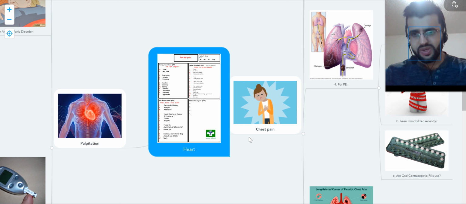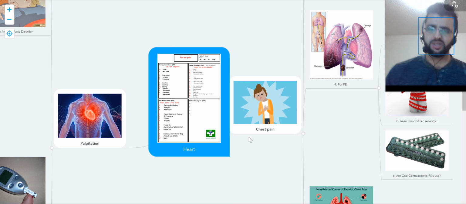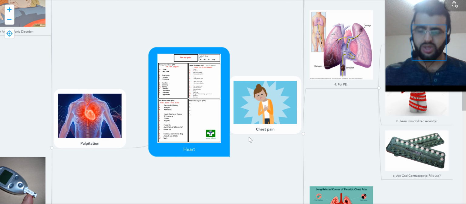Hello everyone. Now we are discussing the heart chief complaints. We will discuss two things, chest pain and palpitation. Those are the most common ones.